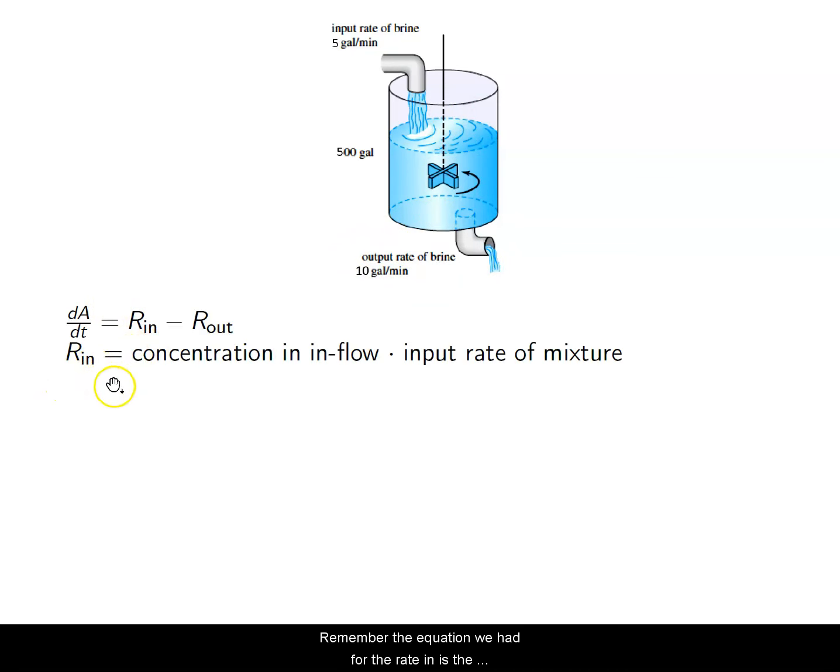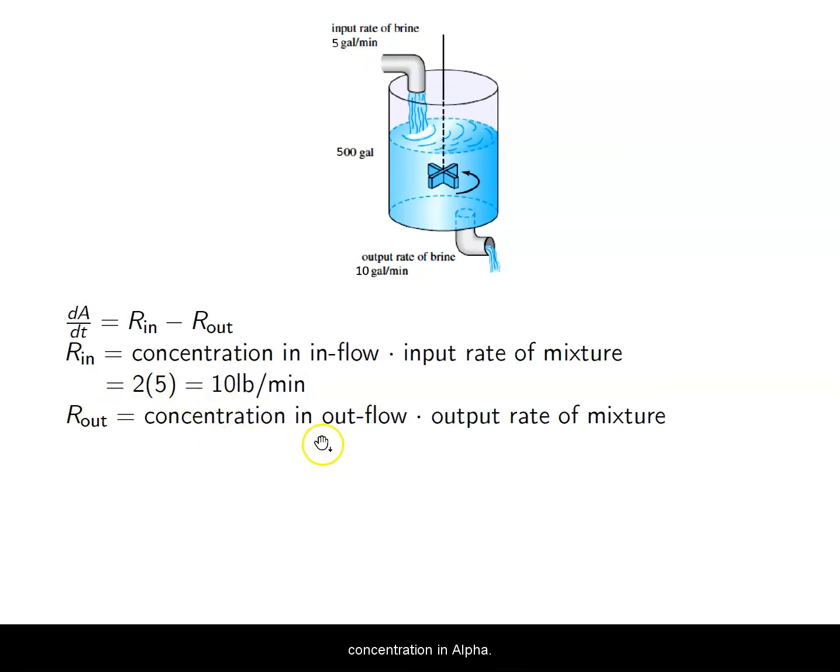So remember the equation we had for the rate in: it is the concentration in our inflow, which is 2 pounds per gallon, times the input rate, which is 5 gallons per minute. So for every minute, we basically have 2 times 5, so 10 pounds of salt are coming in every minute. So 2 times 5 is 10 pounds per minute.